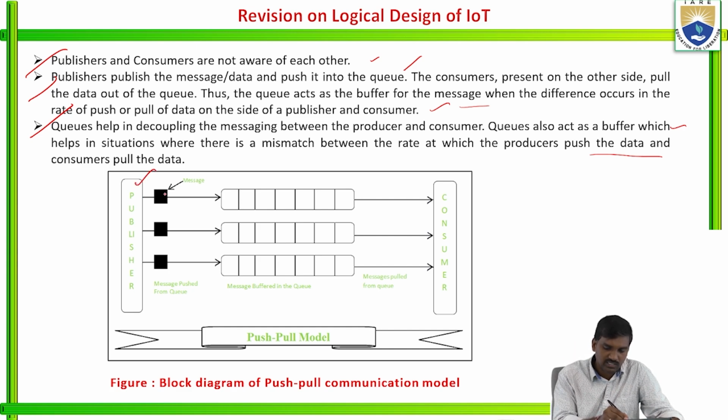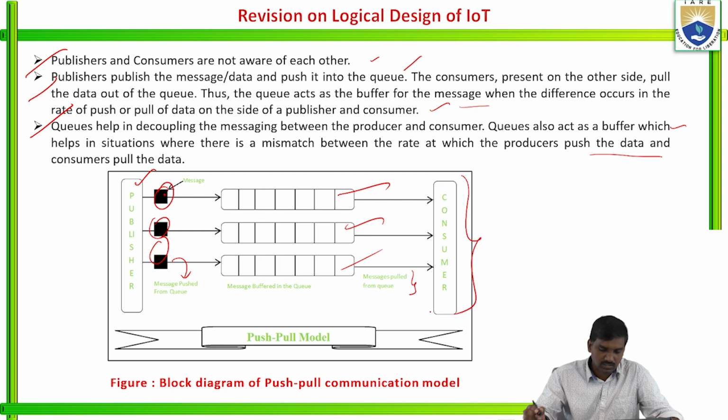Publishers send messages with the help of the queues; the black diagram just denotes queues. Messages are pushed to the queue, and messages are pulled from the queues only. Here these are the consumers. Messages are buffered in the queues one by one, according to a time slot or to maintain one format, one by one or all at a time, depending on the application. So these are the elaboration points of the push-pull communication model.